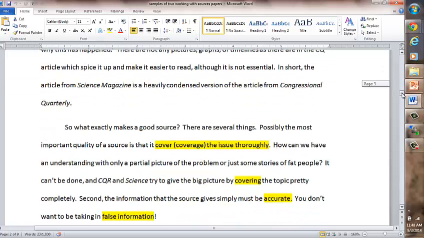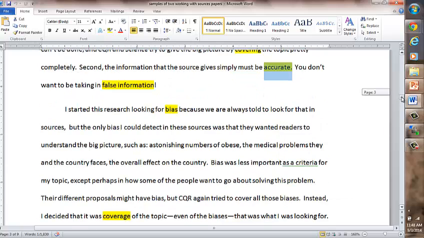And they compare it to the second source, even offering this as a conclusion. What makes for a good source? There are several things. He says how it covers the topic and how it must be accurate. And of course the natural question is, how do you know it covers it adequately? How do you know it's accurate? But that's what you'll be able to tell me in your review of sources.